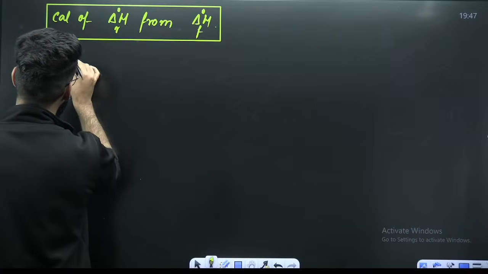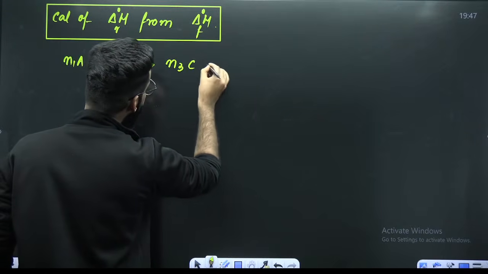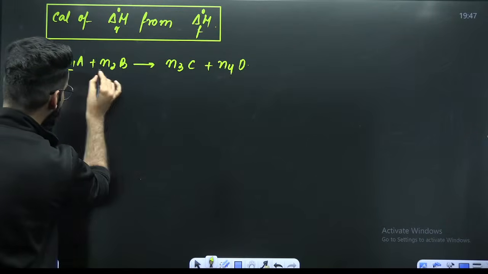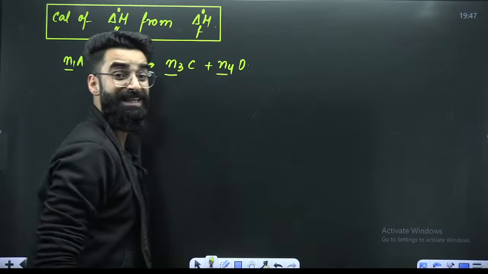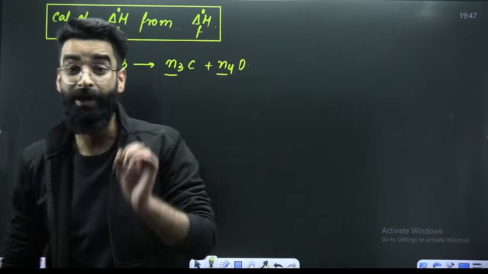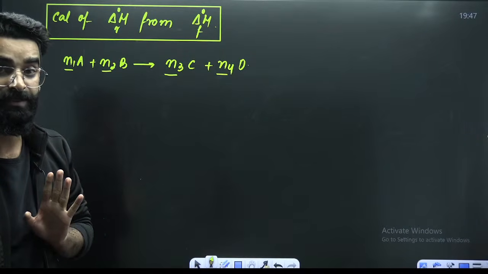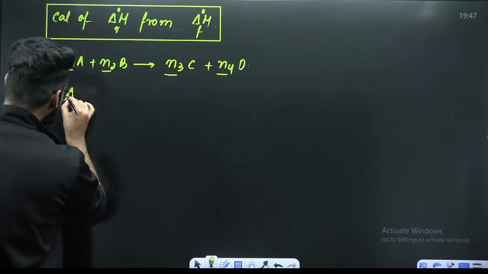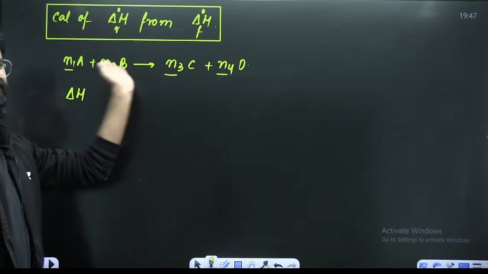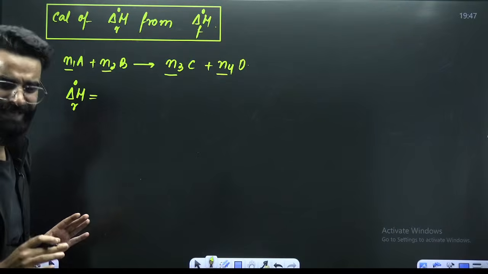For example, I'm writing a reaction. The reaction is like this: n1 A plus n2 B gives n3 C plus n4 D. Imagine this is a balanced chemical equation wherein n1, n2, n3 and n4 are the stoichiometric coefficients of reactants and products. Now, my dear students, I need to calculate the amount of heat which is being absorbed or released during this reaction. That means I'm asking you to calculate the enthalpy of the reaction at standard conditions.